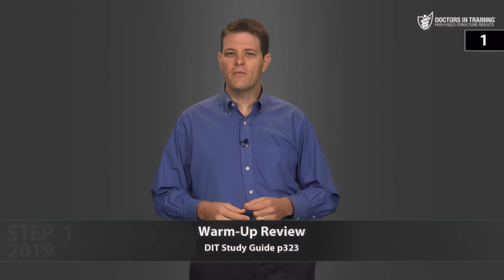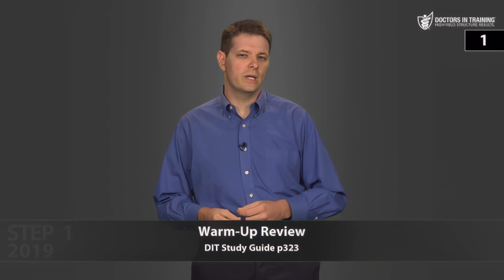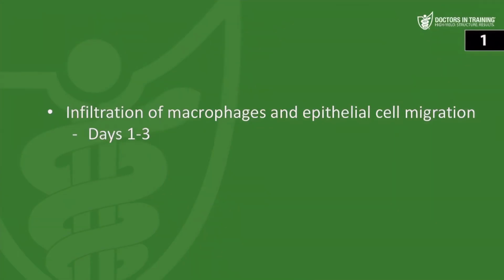Let's go over the warm-up review. First question, what is the time frame for each of the following steps of wound healing? So the first one is infiltration of macrophages and epithelial cell migration. Well, this happens in the first 1 to 3 days, with epithelialization taking place mainly in the first 48 hours. Then granulation tissue begins to develop around day 3, especially around the wound edges, and this persists for several weeks.